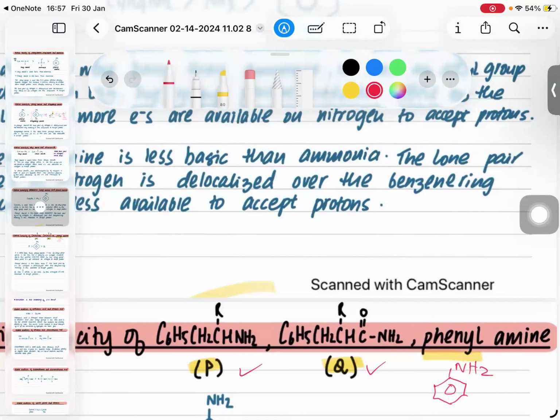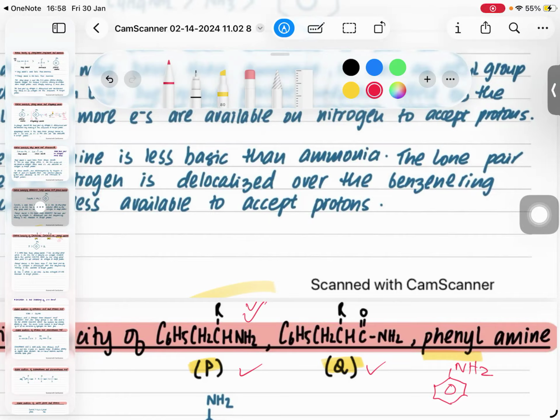What do you think then? Why is P the most basic out of all these? It has an alkyl group that is an electron donating group. It's going to push the electrons towards nitrogen. So the electron density on this NH2, where I'm putting a double tick, is the highest. On the other hand, who is the least? Q. Why least? Because when C=O attaches to NH2, it does the real damage to the nitrogen by pulling all its electrons away.